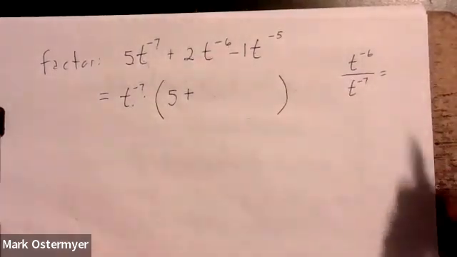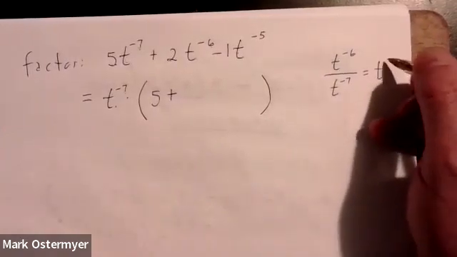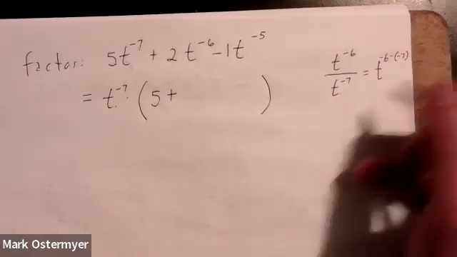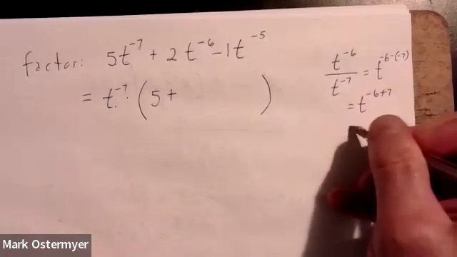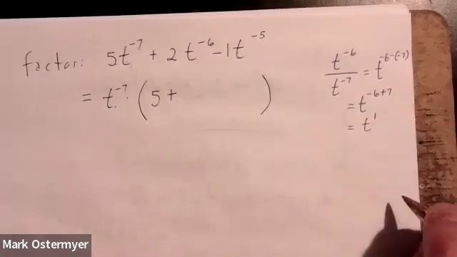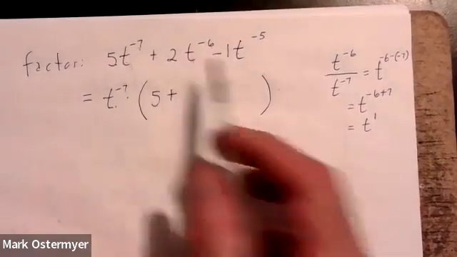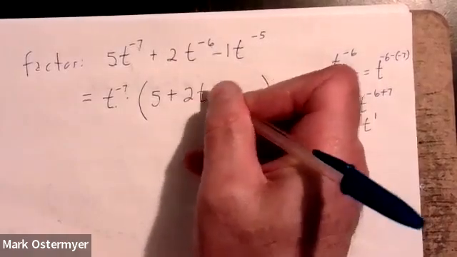When we divide like bases, we are taught to subtract exponents. So this is really t to the negative 6 subtract negative 7 power, which is really going to be t to the negative 6 plus 7, which is really t to the first power. So when you factor t to the negative 7 out of t to the negative 6, you leave behind t to the first power. So we're going to leave behind 2t to the first power.